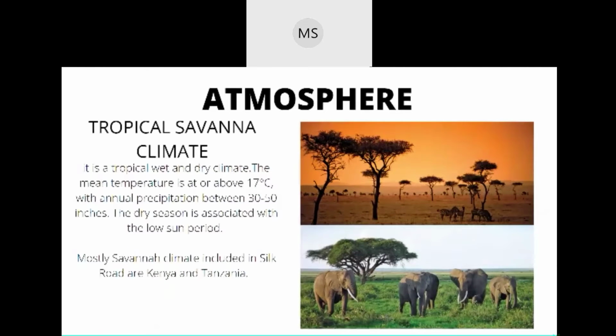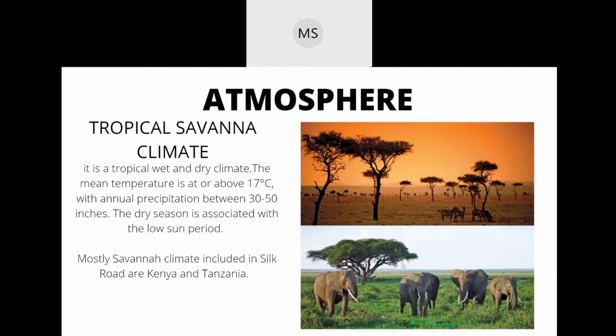The third is tropical savanna climate. It is a tropical wet and dry climate. The mean temperature is at or above 17 degrees Celsius, with annual precipitation between 30 to 50 inches. The dry season is associated with the low sun period. Mostly savanna climate is included in Sudan, Kenya, and Tanzania.